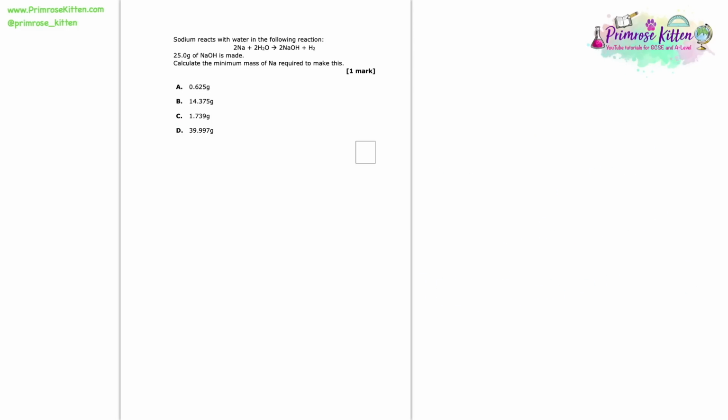Sodium reacts with water in the following reaction. 2Na plus 2H2O goes to 2NaOH plus H2. We're told here that 25 grams of the sodium hydroxide is made, and we're asked to calculate the minimum mass of sodium required to make this.